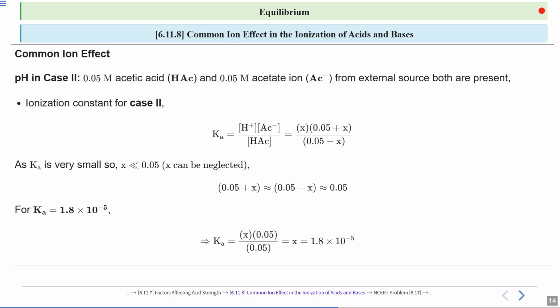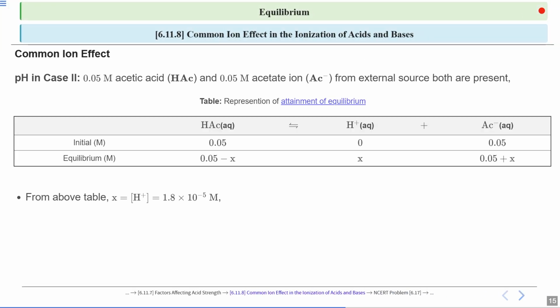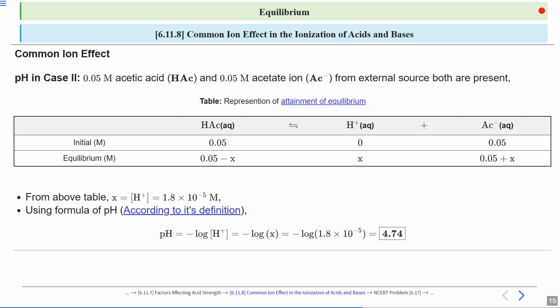We got the value of X. If you remember the table, then this X is nothing but your concentration of H plus. See? So we can write now that the concentration of H plus will be 1.8 into 10 to the power minus 5. If I know the H plus, we can use the formula of pH according to the definition as minus log H plus, and you will see that minus log of 1.8 into 10 to the power minus 5 will give you a pH value of 4.74. So we calculated the pH in both the cases. First, with a common ion for the case 2 and without a common ion in the case 1.